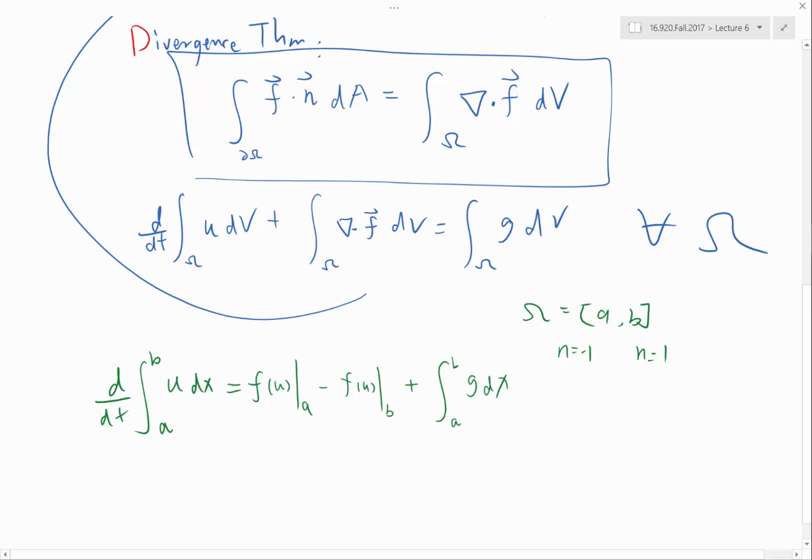All right. So that's the integral form of my conservation law. It's actually the closest to physics form of the conservation law that works no matter whether U is differentiable in space or not.